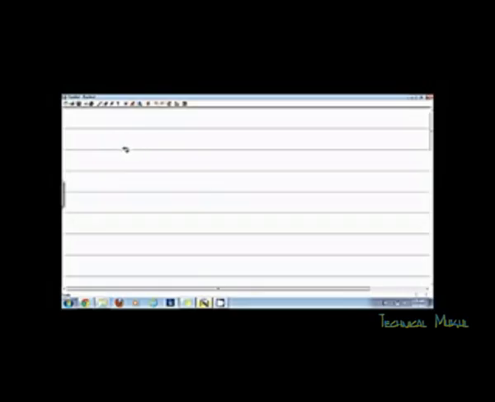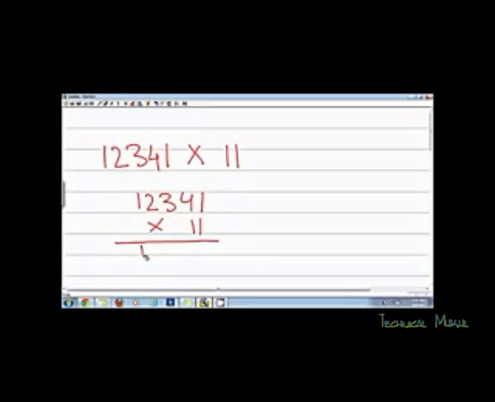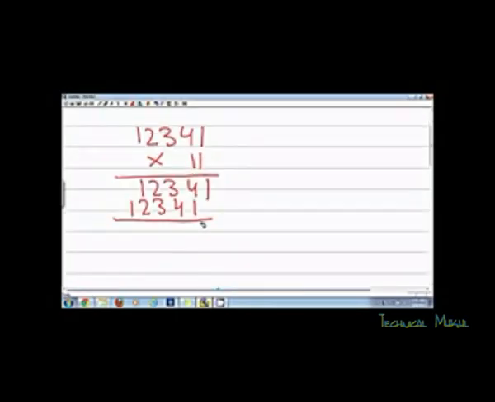In this tutorial I will show you how to multiply numbers by 11 in a quick and easy way. For example, if I have the number 12341 and I want to multiply it by 11, the regular way will be that I'll write 12341 and 11. In that case I'll say 12341 and 12341. So now I'll say 157531. So this is a regular way.